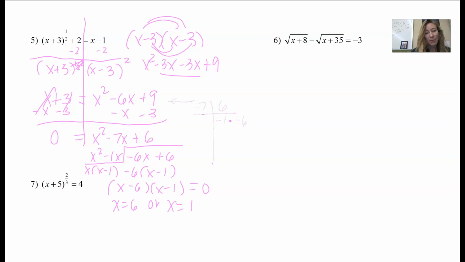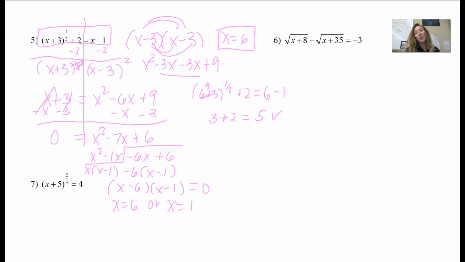And let's just go ahead and plug them both in and see if they actually work. So I'm erasing my work here, and I'm going to plug back into the original expression. So I'm plugging in 6 plus 3 to the half power plus 2 is equal to 6 minus 1. So 6 plus 3 is 9. 9 to the half power is 3. Plus 2 is equal to 5. That checks out. So x equals 6 for sure works.